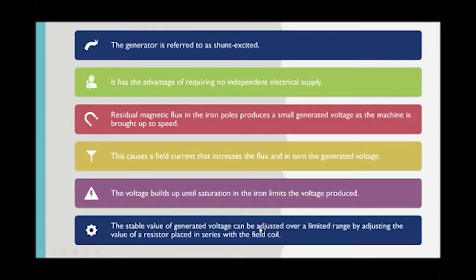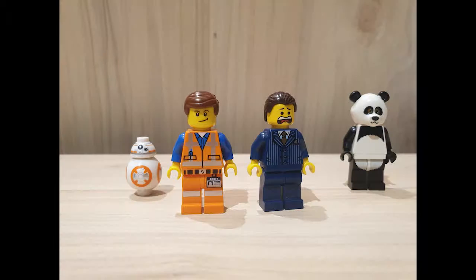So at the end, the stable value of the generated voltage can be adjusted over a limited range by just adjusting the value of a resistor placed in series with the field coil. Alright, so with that I've finished my presentation.